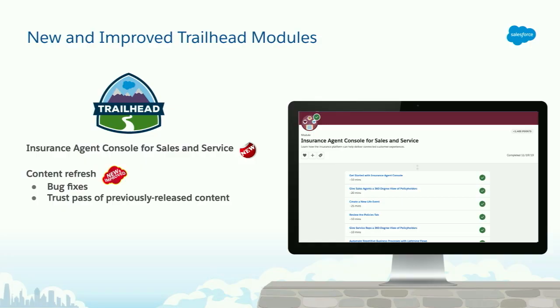So last but not least, and I know you're excited about this one, Justin, is the ability to have Trailhead modules. Now, Financial Services Cloud always introduces new functionality to train our users. And these are all enabling insurance agents or individuals who are focusing on Insurance Agent Console for sales and service to learn a little bit more about that experience. In addition, we've done some bug fixes, and we've done a trespass of previously released content. So we're very excited about some of the new functionality in Trailhead.